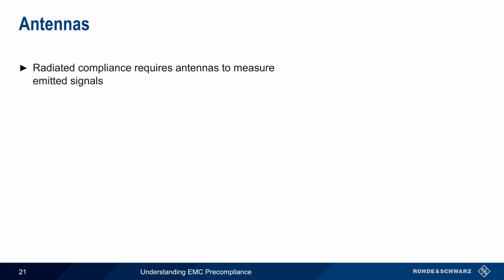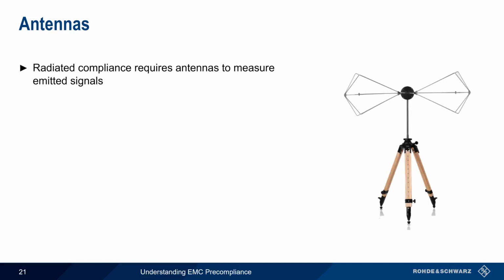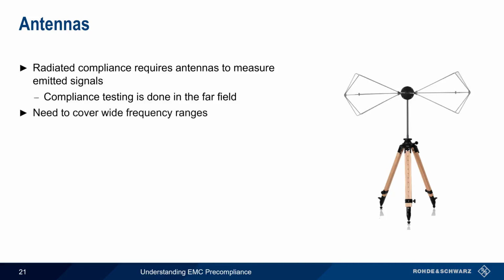Radiated compliance testing, on the other hand, requires antennas to measure the signals emitted by the equipment under test. Note that radiated compliance testing is always done in the so-called far field, with the antenna typically being placed several meters or more from the EUT. Because of the wide frequency ranges required by most radiated testing standards, typically a gigahertz or more, broadband antennas, or a combination of antennas, are often needed to efficiently cover the entire frequency range.